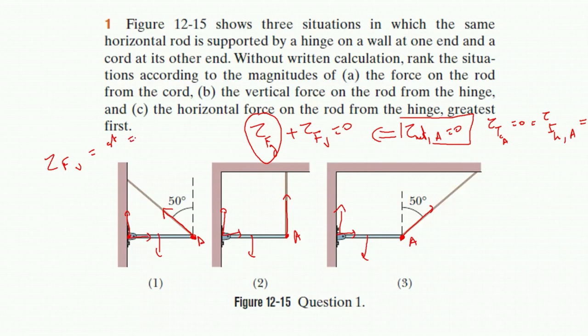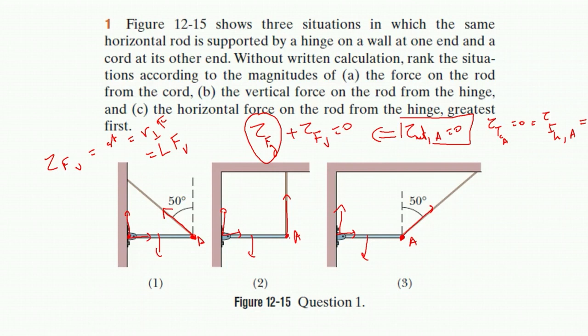And what is the vertical force here? It's just R perpendicular F. And you see in all these three situations, the R perpendicular is the same because R perpendicular is the length of the rod. Okay, FV. So for question B, the vertical force has the same magnitude in all the three situations.